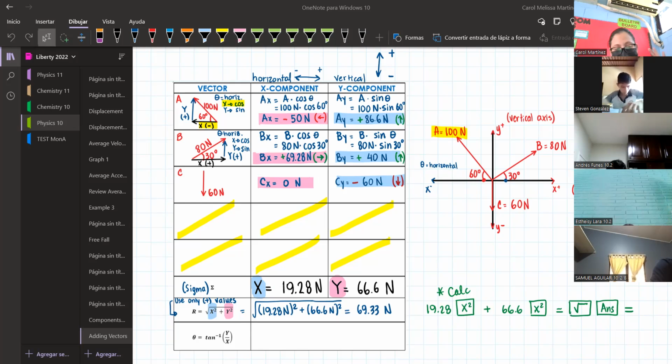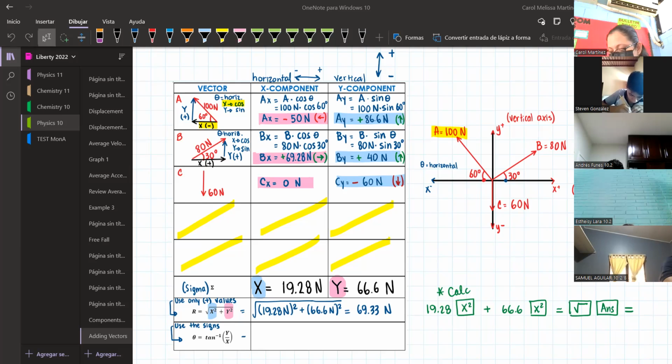But only in the resultant. When we get the angle, here you have to use the signs that are given. In this case, it's not necessary because the two values are positive, but sometimes you're going to have a negative answer. When you have that negative answer in the angle, yes, you're going to need to use the negative sign.